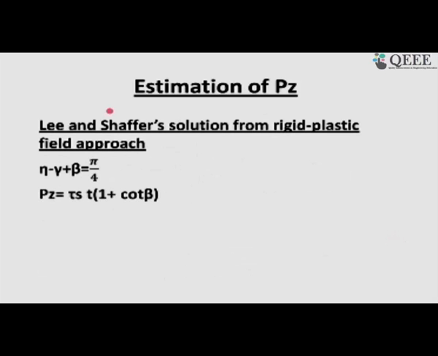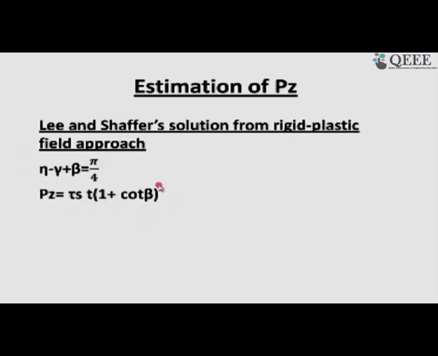Now, here this is the Lee-Shaffer solution. It is actually a rigid plastic field approach, and from that a relation one can arrive at is eta minus gamma o plus beta is equal to pi by 4, and from that, using that basic equation, Pz is equal to tau s into St into cos of eta minus gamma o divided by sin beta into cos of eta minus gamma o plus beta. From there, if you put this relationship, this condition, you arrive at 1 plus cot beta.